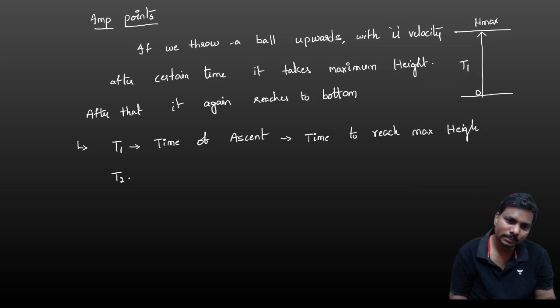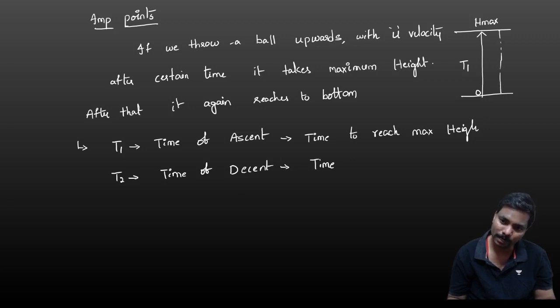And T2 is the time of descent. What is meant by time of descent? It is the time from maximum height to bottom.